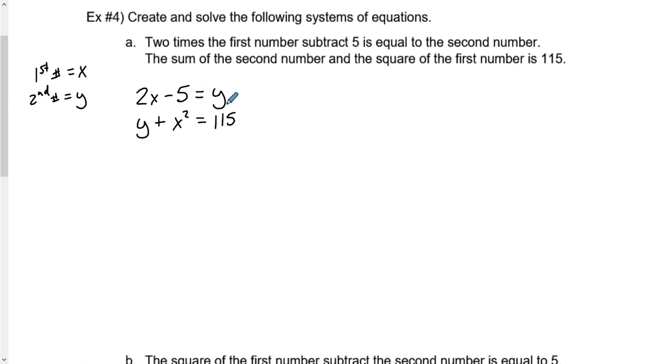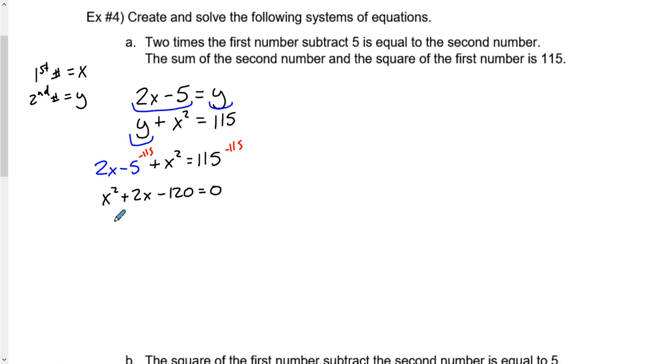2x minus 5 is y, so instead of writing y, I'm just going to write 2x minus 5. So 2x minus 5 plus x squared equals 115. So x squared plus 2x. I'm actually going to save myself a little bit of work. I'm going to subtract my 115 right away. Since our leading coefficient, our number in front of our x squared, our a value, is 1, we can do this as a quick product sum.